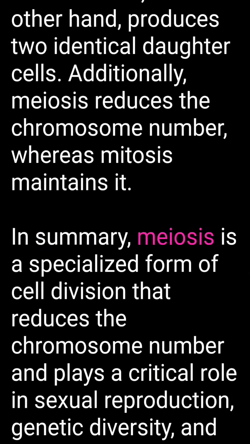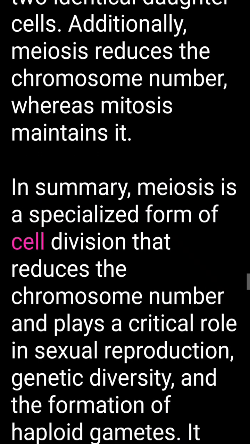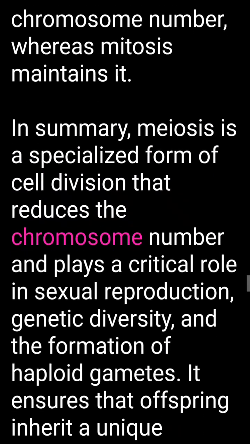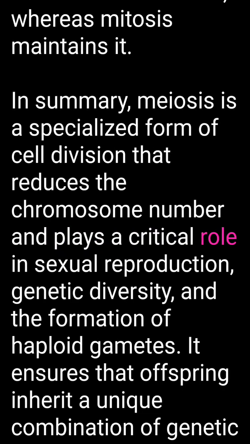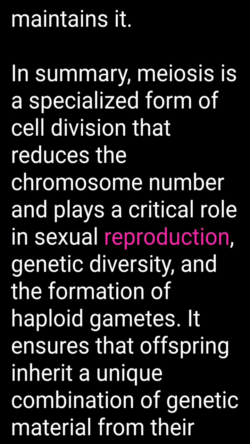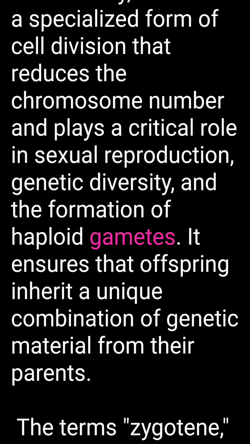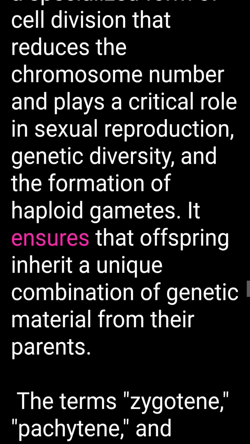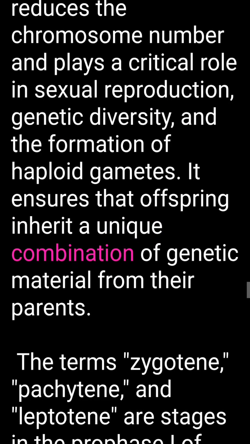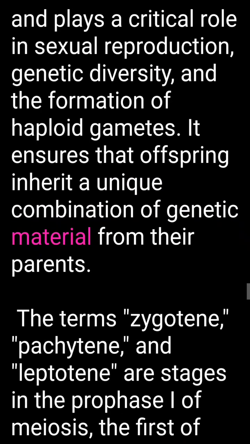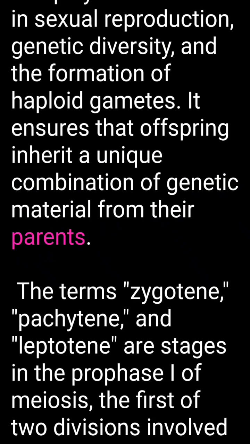In summary, meiosis is a specialized form of cell division that reduces the chromosome number and plays a critical role in sexual reproduction, genetic diversity, and the formation of haploid gametes. It ensures that offspring inherit a unique combination of genetic material from their parents.